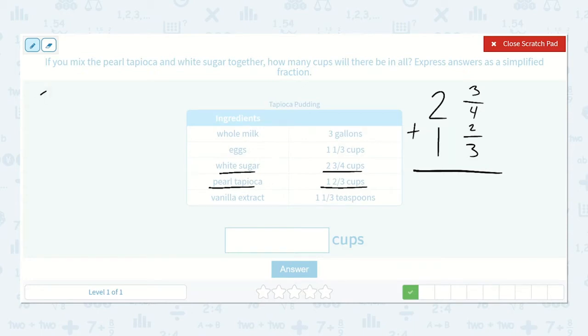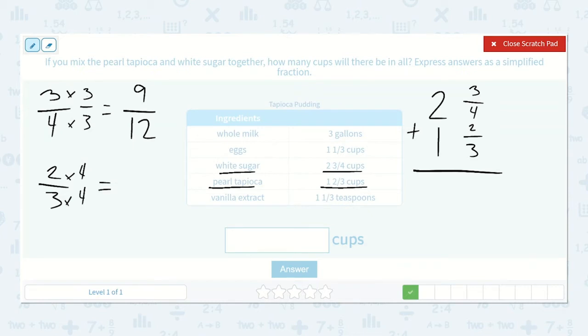So 3/4 and 2/3, we need the denominators to be the same. So I will need to multiply the top and bottom of this number by 3 because I can tell the common denominator will be 12. So 3 times 3 is 9. 4 times 3 is 12. 9/12. Now here I will need to multiply the top and bottom by 4 so that our denominator is 12. 8/12. All right. Here we have 2 9/12 plus 1 8/12.